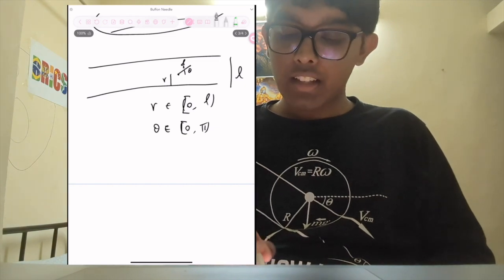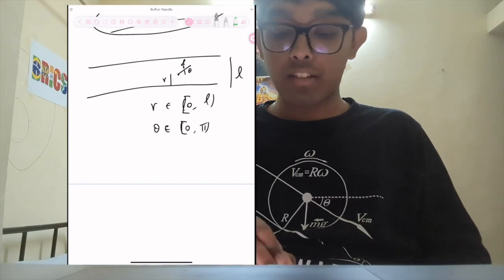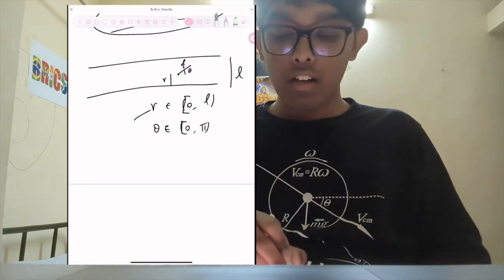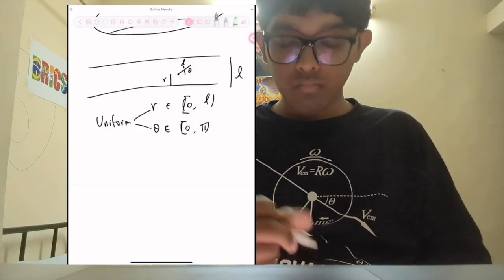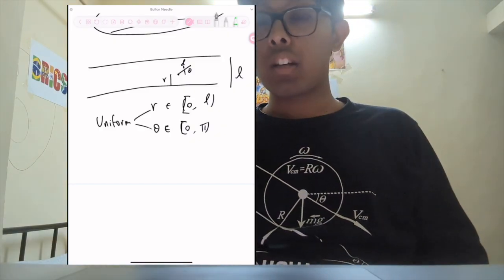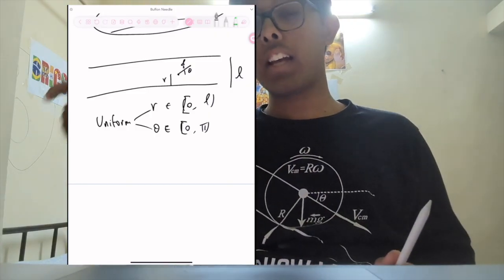Okay, so now this is the entire sample space, and given that we randomly drop it, we can say that R has a uniform distribution from 0 to L, and theta has a uniform distribution from 0 to pi. Now what is the case when we consider the needle hitting the line?